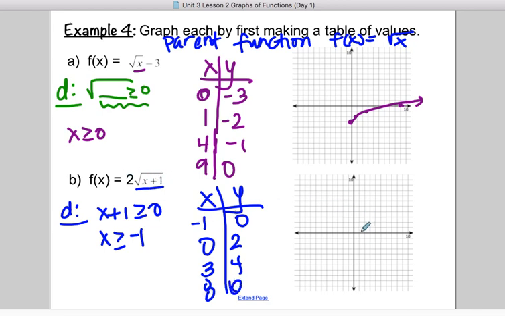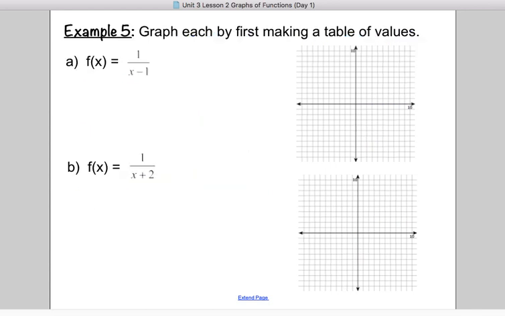And then I go ahead and plot my points. I got negative 1, 0. 0, 2. 3, 4. And 8, this should be 6. It kind of looks bad, but. So this is 10, 9, 8. And the biggest thing is square roots only have an arrow going in one direction. If you draw an arrow on both ends, you will lose points. Okay. So there is our square root function graph. So you got to think about the domain.